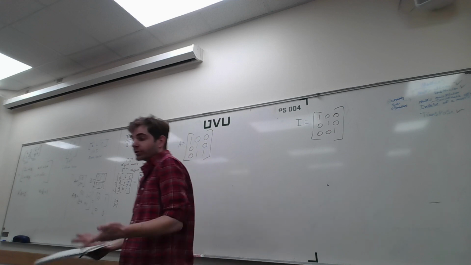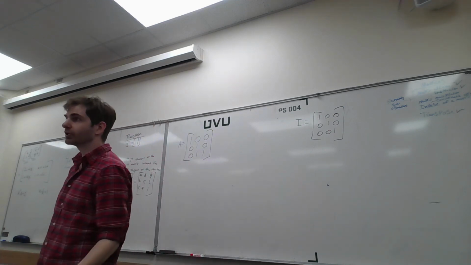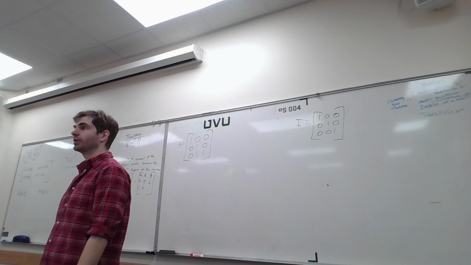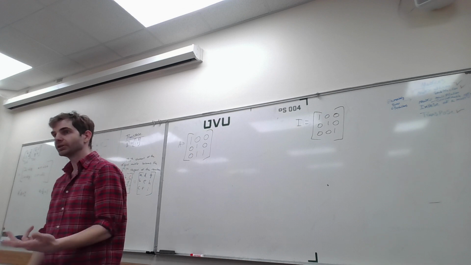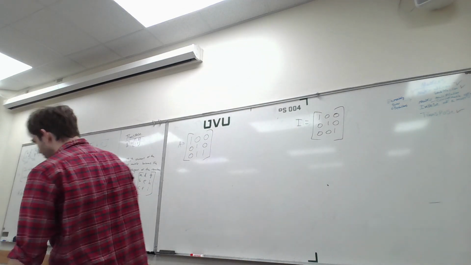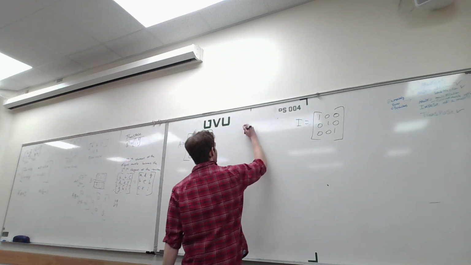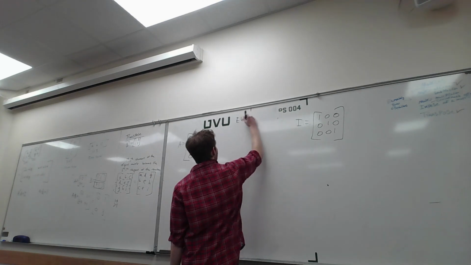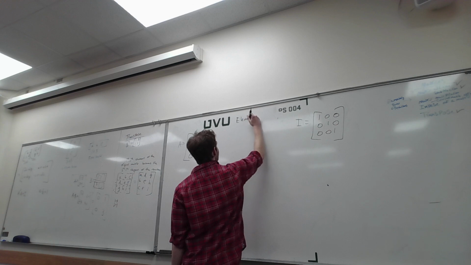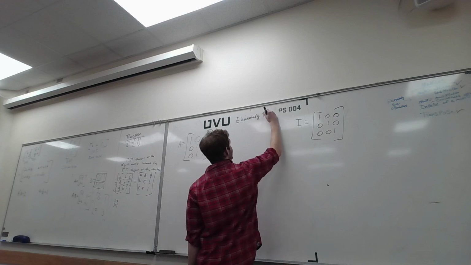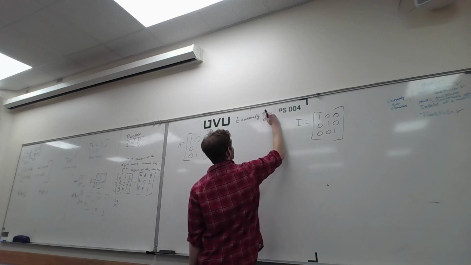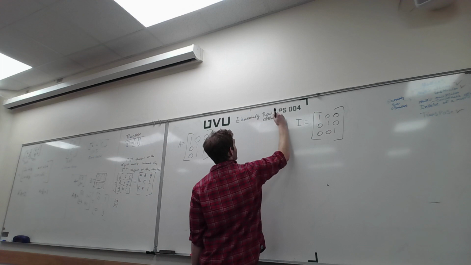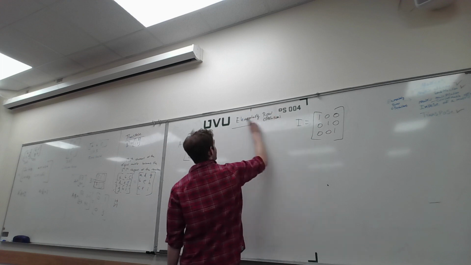There are different methods out there in the universe. The sort of go-to, at least my favorite, is called elementary row operations. I can't spell elementary. Elementary row operations. These come in three forms.